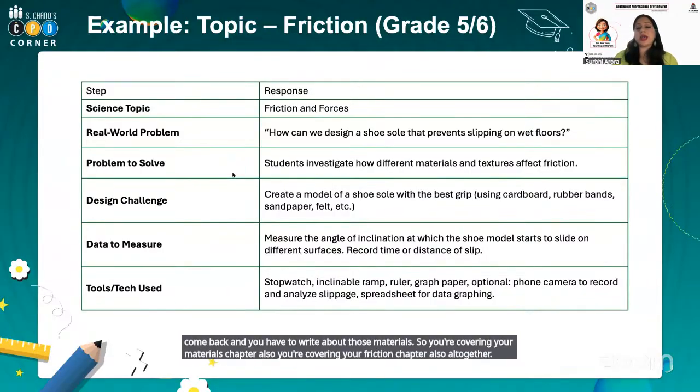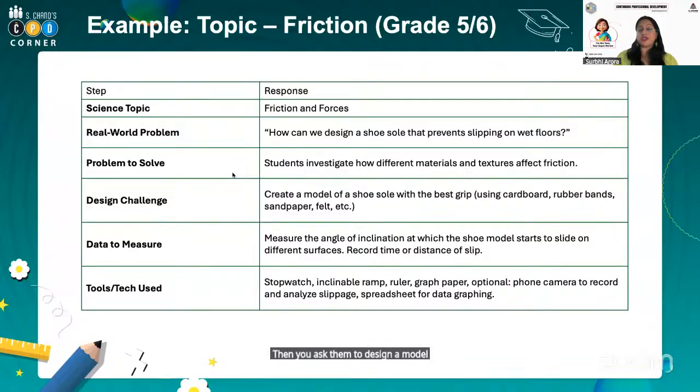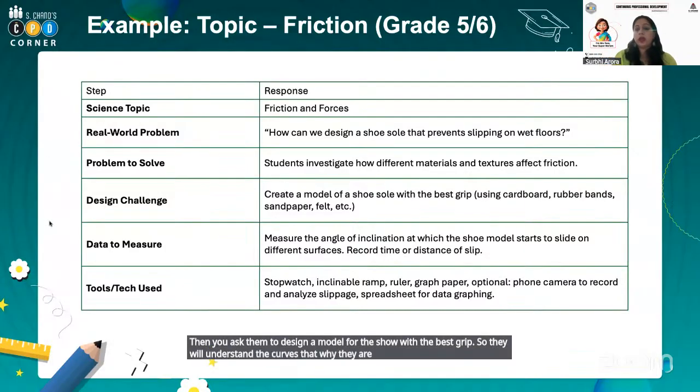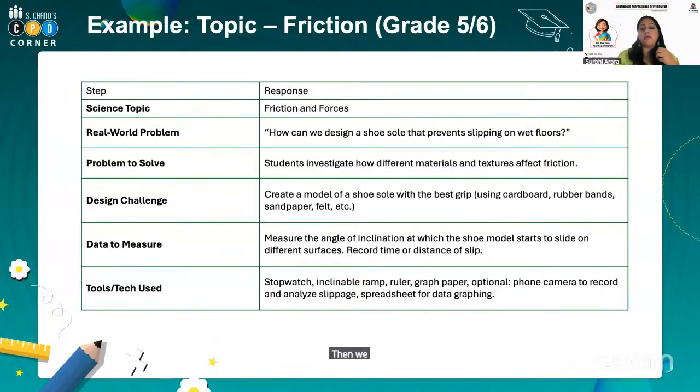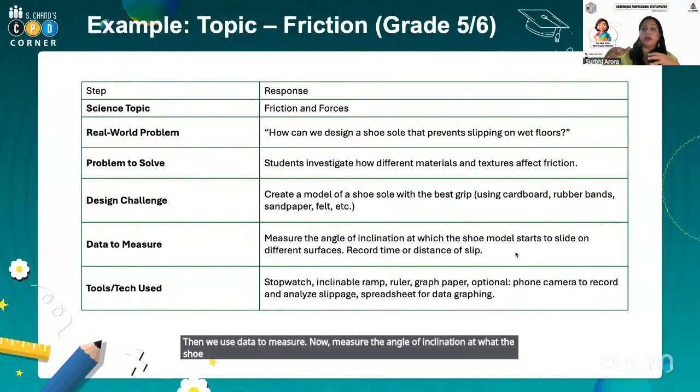Then you ask them to design a model for the shoe with the best grip. So they will understand the curves, that why they are up there in the sole and all those curves. And you will ask them to use rubber bands and various things to design the sole shape. Then we use data to measure. Now, measure the angle of inclination at which the shoe model starts to slide on different surfaces.